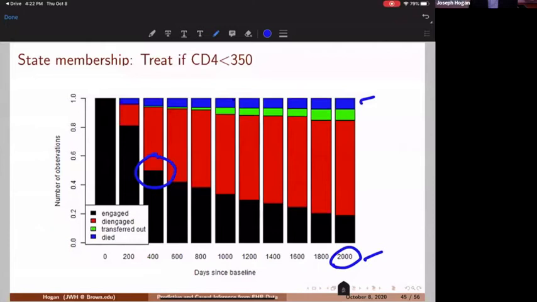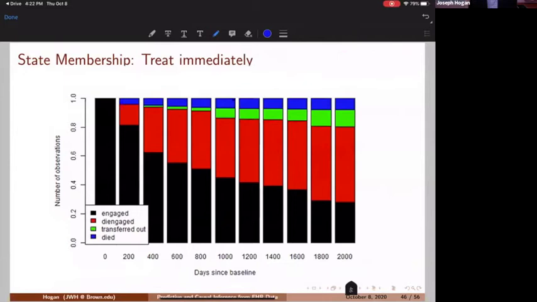I can toggle this back and forth, but if you look at this one, there's a lot more red. And if you look at this one, there's a lot less red. So if you're communicating to the director of the AMPATH program, toggling back and forth is a good thing to be able to do, to just communicate the results.